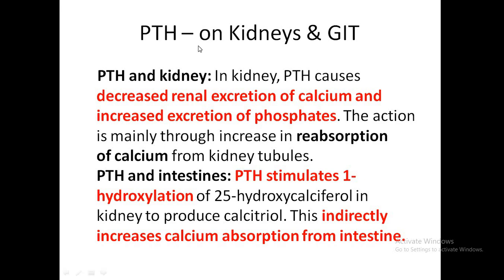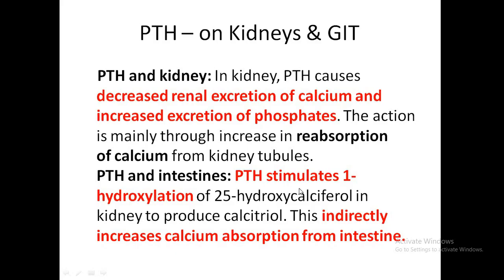PTH, the action on kidneys and GIT. PTH in the kidneys will cause decreased renal excretion of calcium and increased excretion of phosphate, whereas vitamin D will decrease the renal excretion of both calcium and phosphate. This action is mainly through increase in reabsorption of calcium from the kidney tubules.